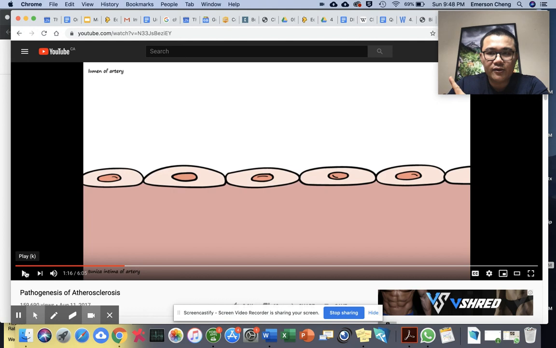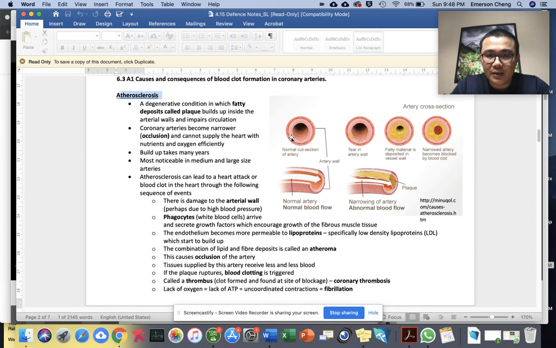I'm going to pause here for a moment. So the lumen of the artery, this is the hole in the artery where the blood flows through. This here is basically the wall of the artery, the muscle wall of the artery. So if we go back to that handout, you're talking about this pink area.